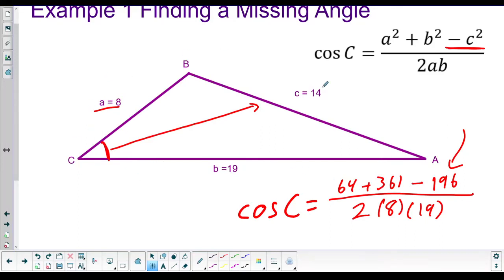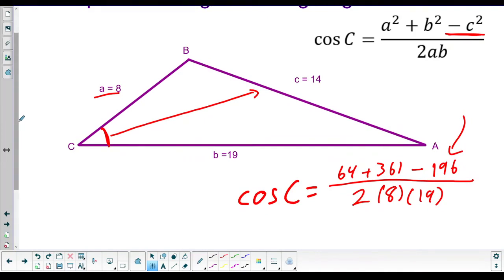Once you have this labeled and you got a good idea of what everything is labeled, A, B, C, then you just plug them into this formula like this. Then you take this thing and throw it into your calculator. So we've got 64 plus 361 minus 196 divided by 2 times 8 times 19.